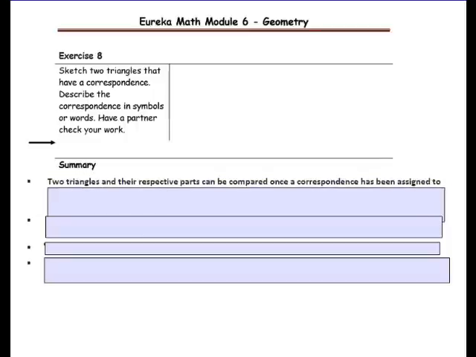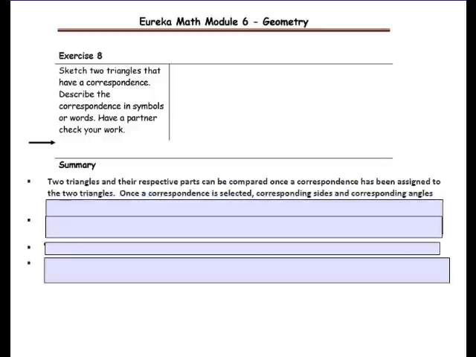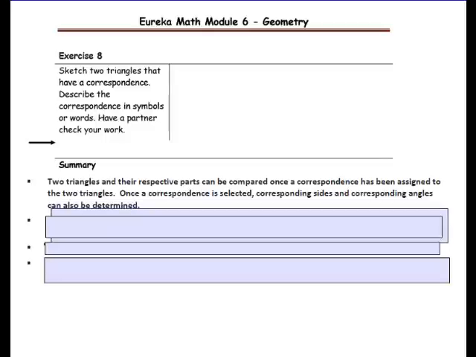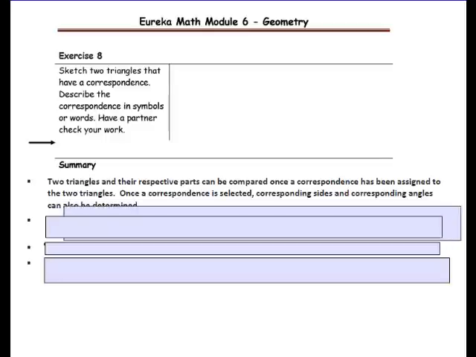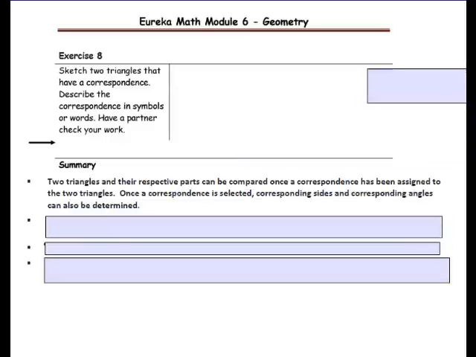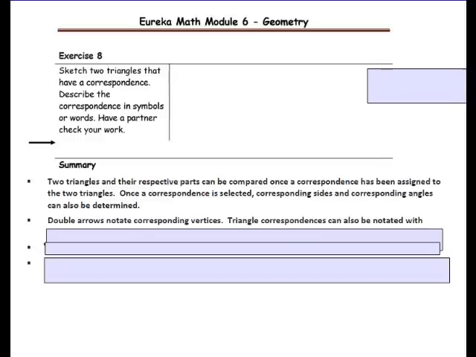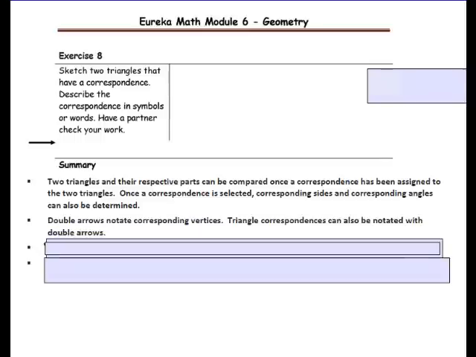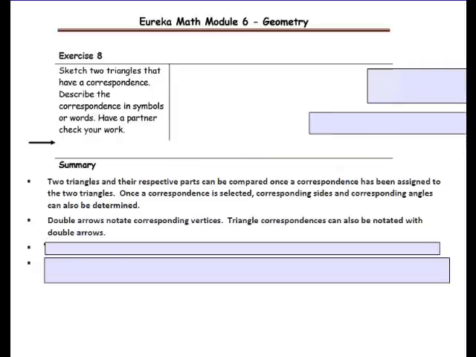Two triangles and their respective parts can be compared once a correspondence has been assigned to the two triangles. Once a correspondence is selected, corresponding sides and corresponding angles can also be determined. Double arrows notate corresponding vertices. Triangle correspondence can also be notated with double arrows.